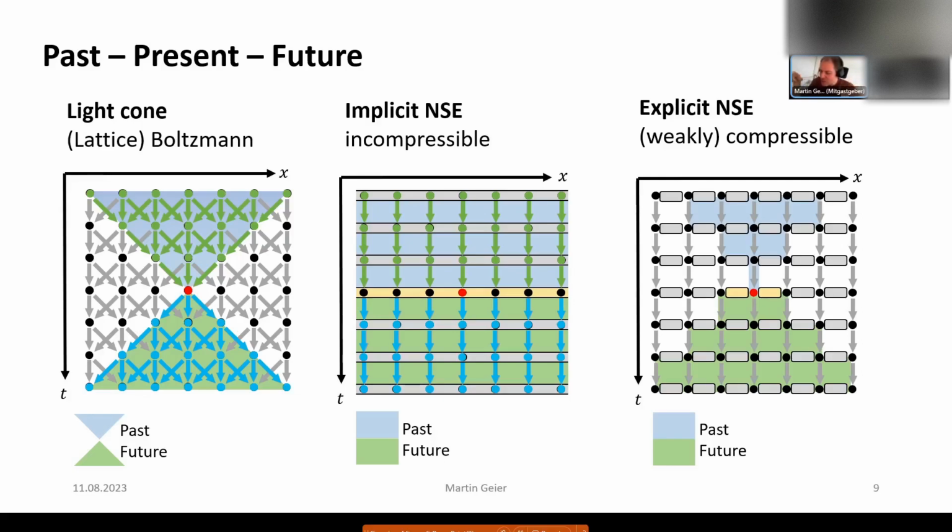So this, of course, means that information also has to travel through your mesh instantaneously. So now maybe you think, okay, this is not necessary because there are also explicit Navier-Stokes solvers, so-called compressible Navier-Stokes solvers or weakly compressible Navier-Stokes solvers, and they do something very similar to the light cone. Actually, they also have a light cone, but it's not quite completely the same thing.